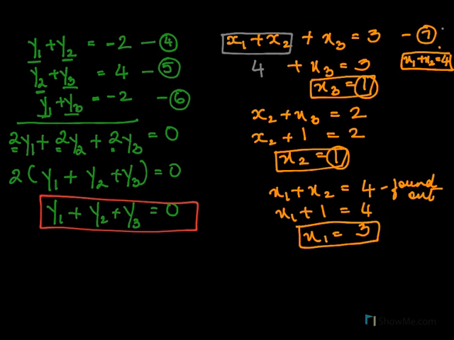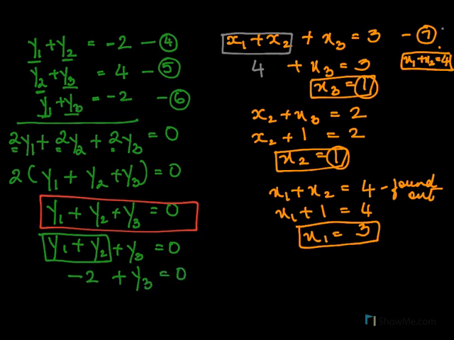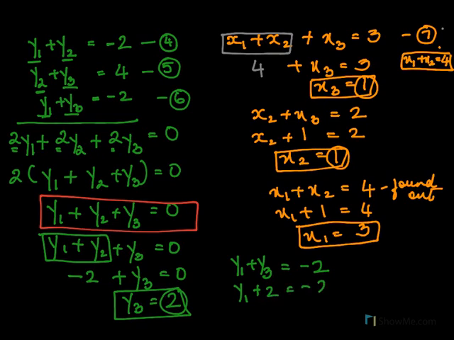Now let's go ahead and do for y. Now here we know y1 plus y2 plus y3 is 0. But we also know that y1 plus y2, which we found out earlier, is minus 2. So we put that value. So your y3 will be 2. In the same way, we know y1 plus y3 equal to minus 2. So we put the value of y3 is 2. So 2 equal to minus 2, and your y1 equal to 4.